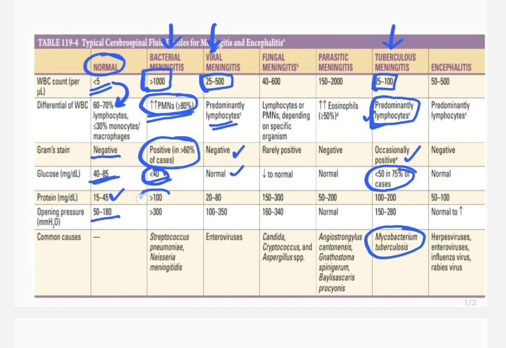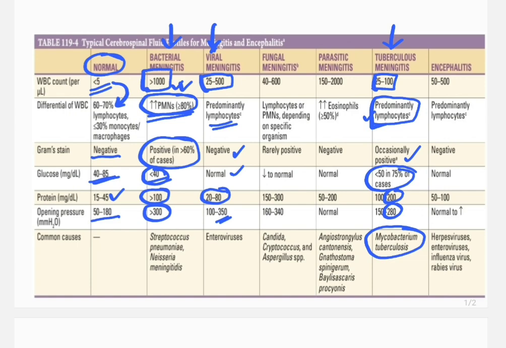Protein is very high in pyogenic meningitis, and there are a lot of polymorphonuclear cells, and opening pressure will be high as there is a high amount of inflammation and a high amount of protein. In tubercular meningitis, protein level may go up to 200 and the opening pressure may go up to 28 centimeter of H2O. But in viral meningitis, protein is usually not that high, but opening pressure may increase up to 35 centimeter of H2O.